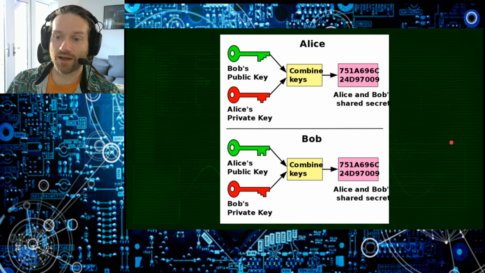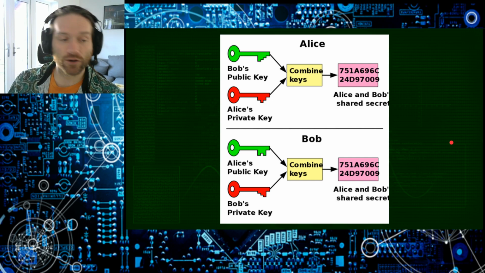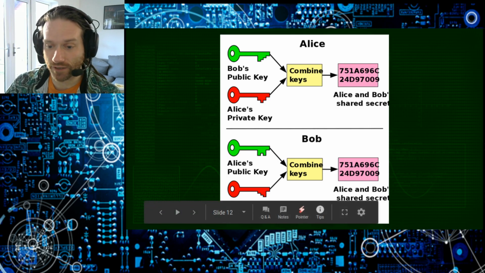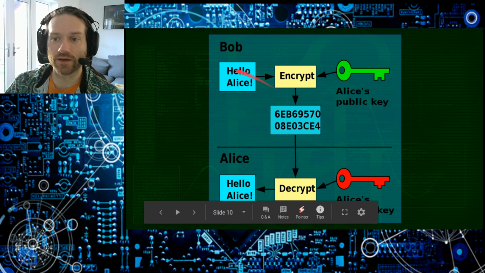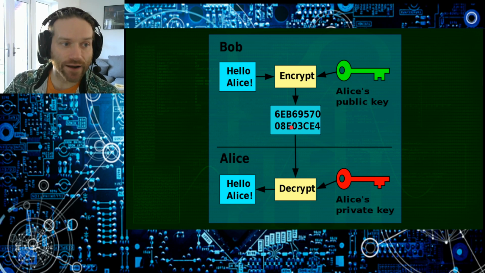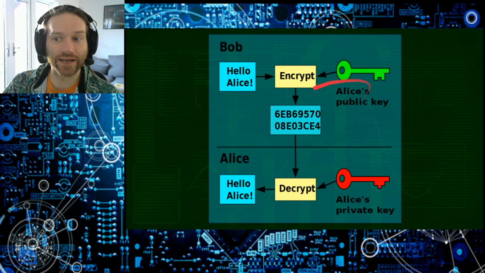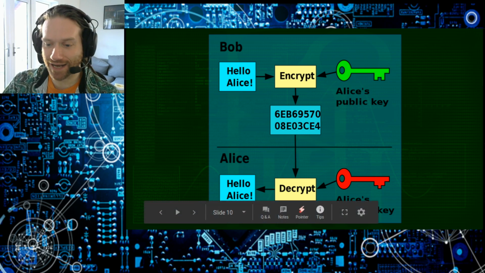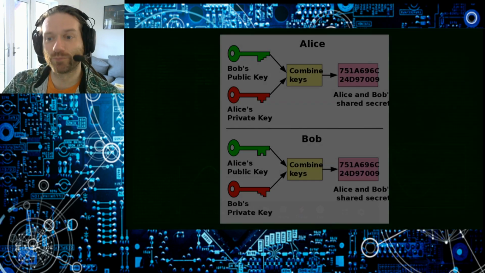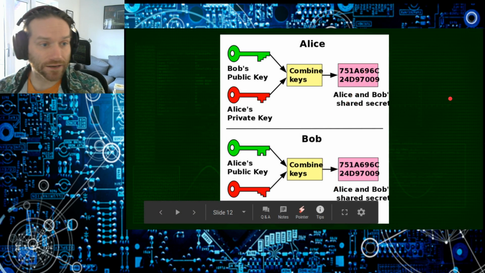So let's say Alice and Bob both want to be able to encrypt and decrypt messages, because it's worth noting, if I just go back to this slide here, that when Bob encrypts the message with Alice's public key, he then cannot decrypt his own message because it's been encrypted with Alice's public key. He does not have access to Alice's private key. I mean, who does have access to Alice's private key? You know what I mean? But what we can do is combine the keys.